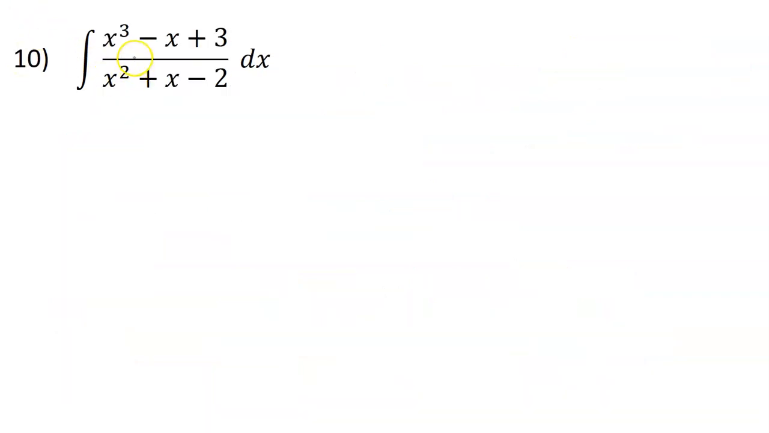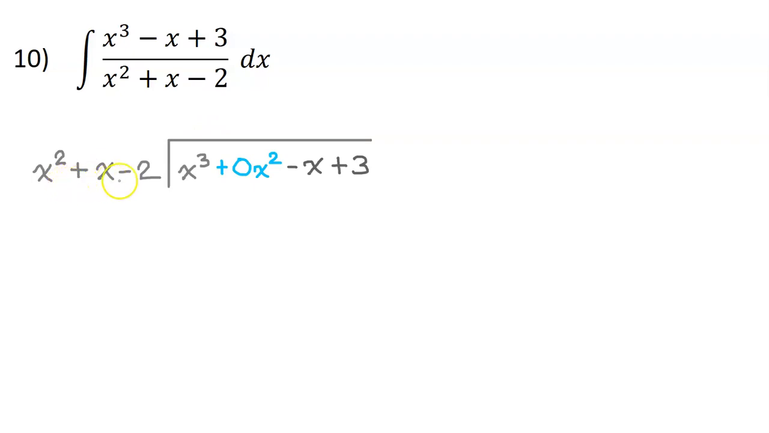For number 10, notice that the degree of the numerator is greater than the degree of the denominator. That means we need to do one extra step, long division. You set up the long division like this. I'm noticing that the numerator is missing the x squared term, so I'm including a 0x squared here as a placeholder. X to the third power divided by x squared is x. So we start by putting an x right here, and I like to line up my like terms.